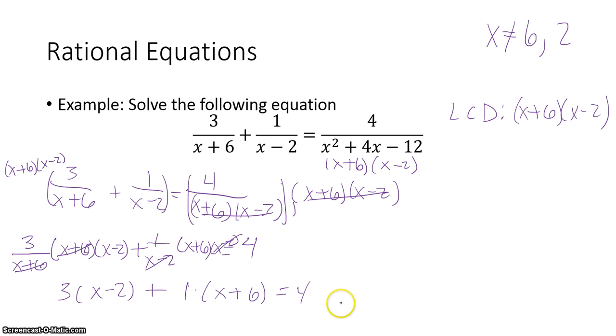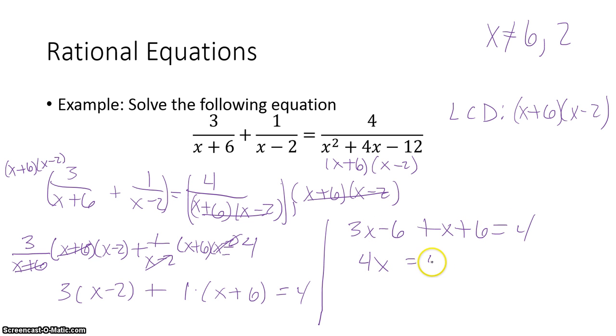Turns out that in this example, what happens is we end up back in a linear equation, which we already know how to solve. So we'll distribute the 3 in. 3x minus 6 plus x plus 6 equals 4. 4x equals 4. x equals 1.